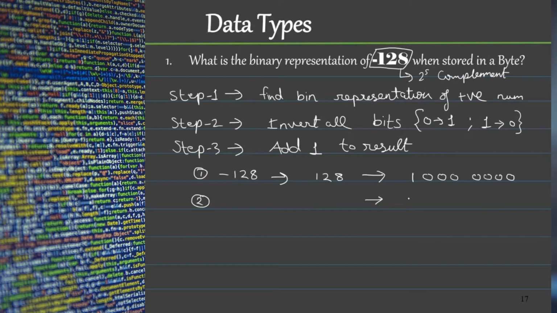So what will happen? 1 will become 0, and the rest of the bits will become 1. So quickly I'm writing 1, 1 and 1. Yes, this is step 2, invert. Then step 3 is we have to add 1 to this number. So I'm writing once again 1, 1, 1, again 1, 1, 1. Hope I'm not making any mistake here. Then plus 1 I'm doing here.